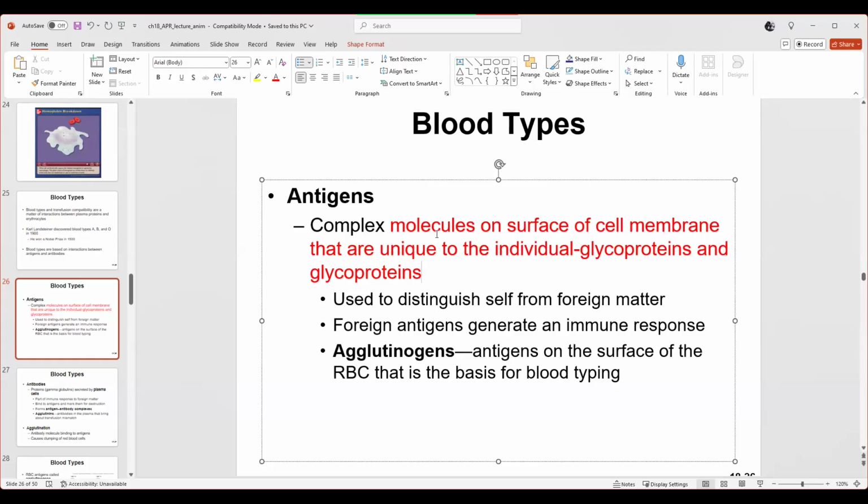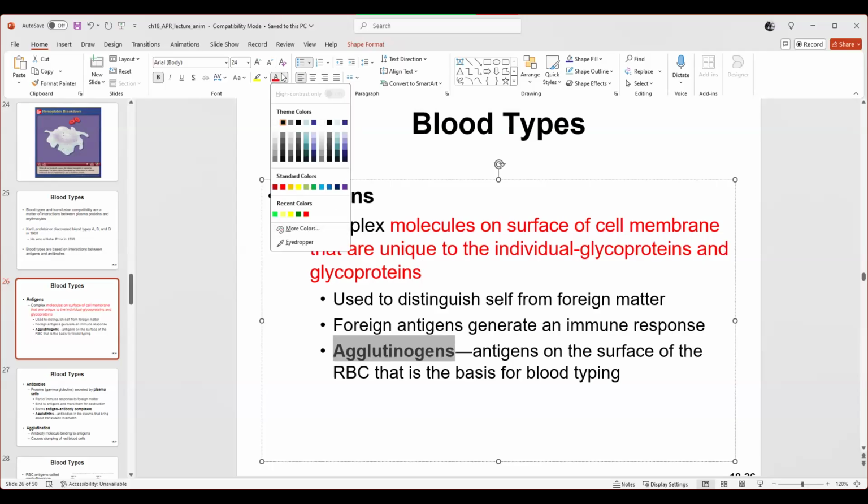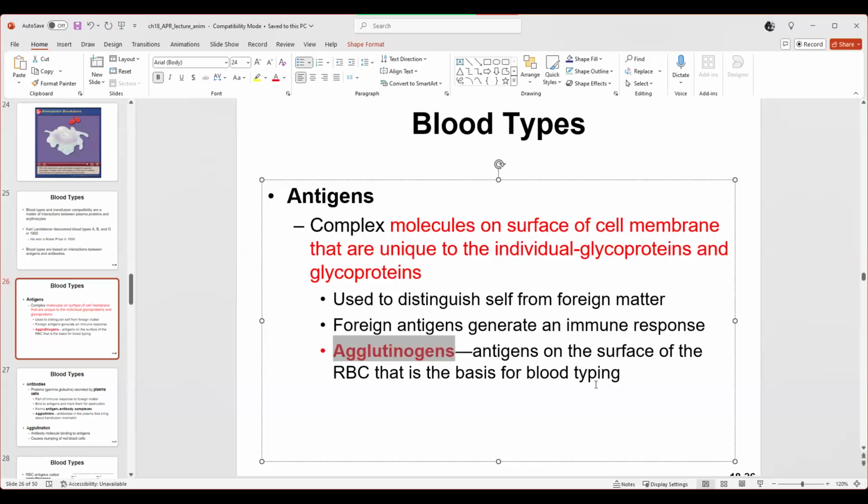Again, this is where we might have issues if people have an autoimmune disease, where the body itself doesn't recognize those cells as part of your body and starts attacking them, right? They're used to distinguish self from foreign matter and allow us to have a response. So when foreign antigens come in, it doesn't just invade us and kill us, right? When we have a response, we have agglutination reactions. Antigens on the surface of the red blood cells, these agglutinogens, are the basis for blood typing.